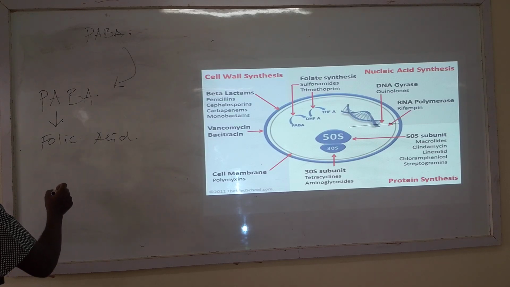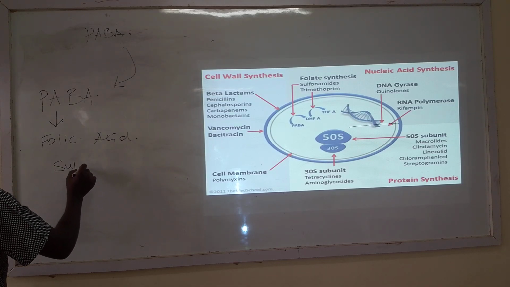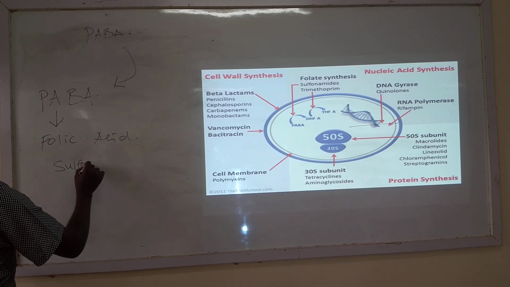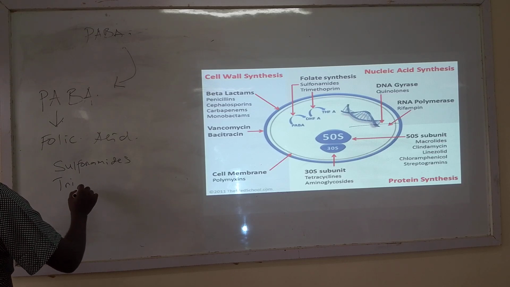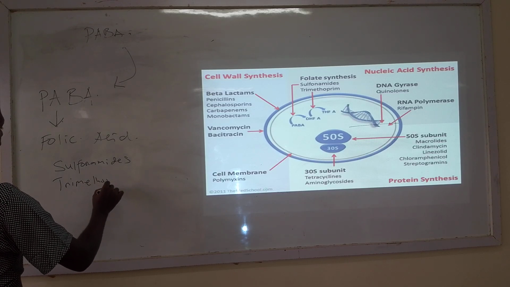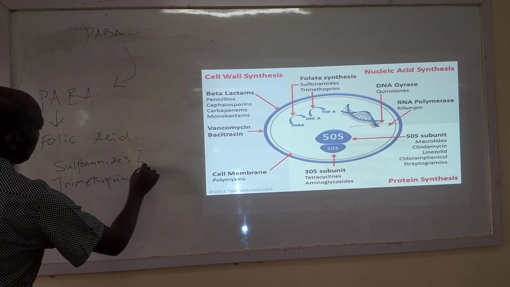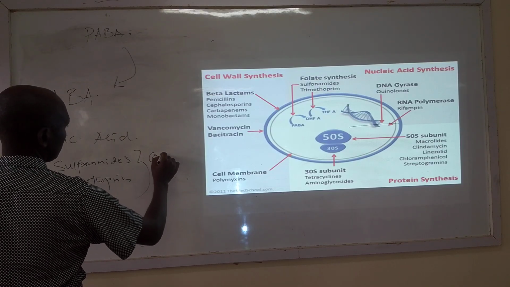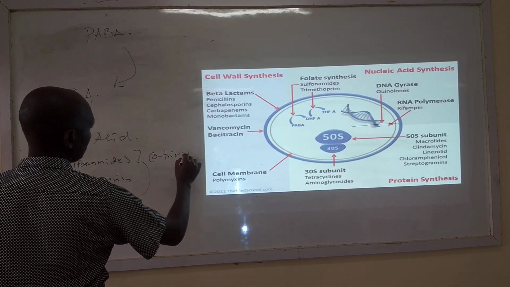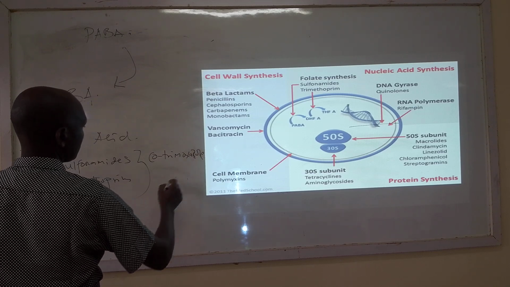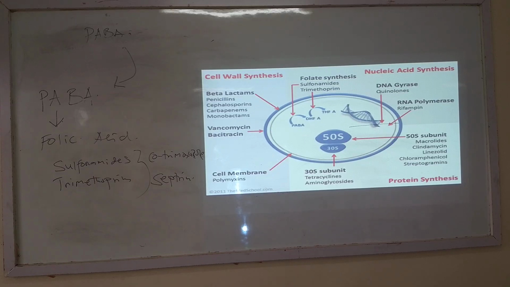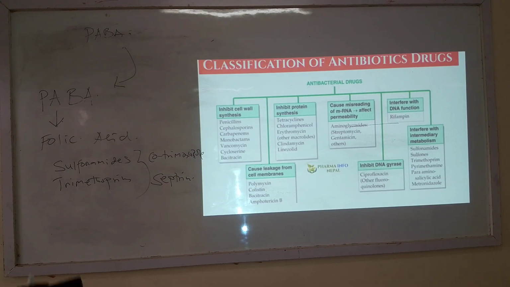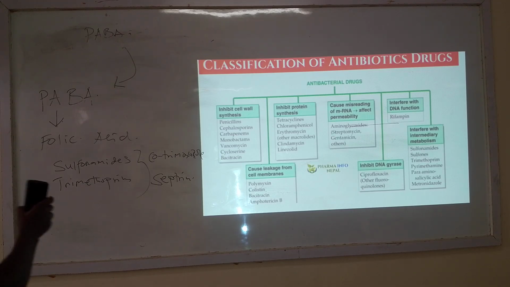Examples of these drugs that work here are sulfonamides, as well as trimethoprim. So here we have what we call cotrimoxazole, which is commonly known as Septrin. So this is an example of antibiotics which work by stopping the production of folic acid.